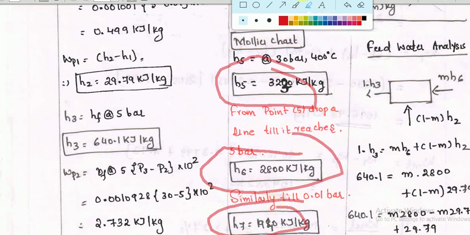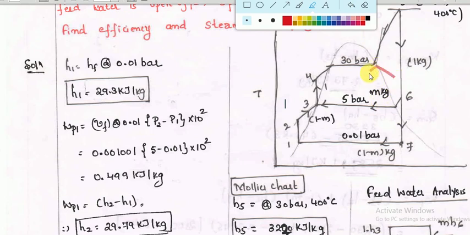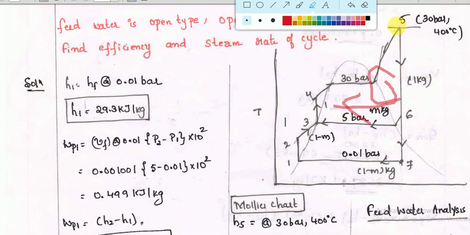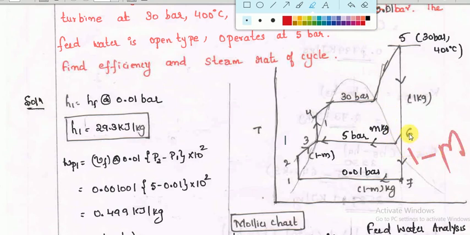Our next step will be to find the value of M. We know that M kg of steam is removed from the turbine while it is being expanded from H5 to H6. When you remove M amount of steam, what remains is 1 minus M amount of steam, which goes on expanding from 6 to 7.